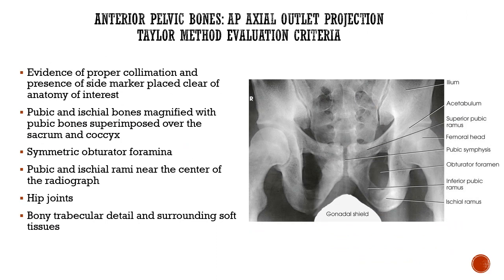On this image, we can see that the pubic and ischial bones are magnified, with the pubic bones being superimposed over the sacrum and the coccyx. We've got symmetric obturator foramina and the pubic and ischial rami near the center of the radiograph. Taking a look at this image, we have the superior pubic ramus, the inferior pubic ramus, and the ischial ramus that are all visualized bilaterally.